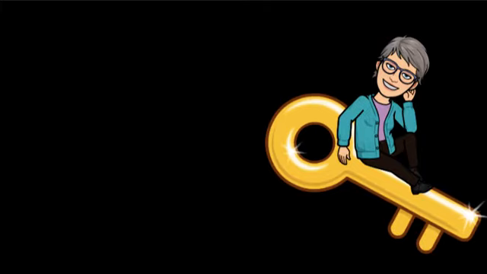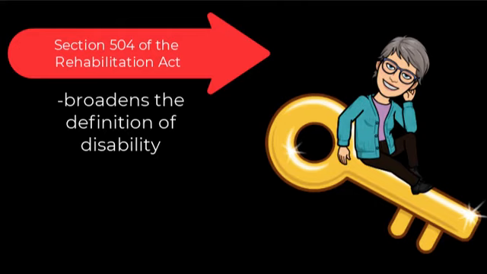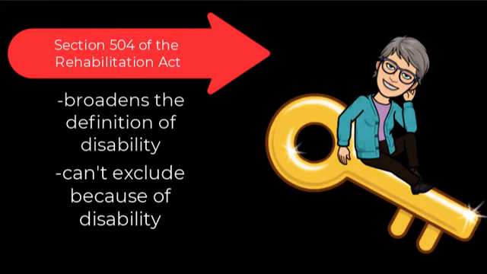We're also going to look at some key civil rights legislation. We're going to start with Section 504 of the Rehabilitation Act of 1973. Now, this act employs a broader definition of eligibility than IDEA, and it states that no individual can be excluded solely because of their disability from participating in any program or activity that receives federal funding, and this includes schools. Schools might be required to develop plans to meet the needs of those students who require accommodations.